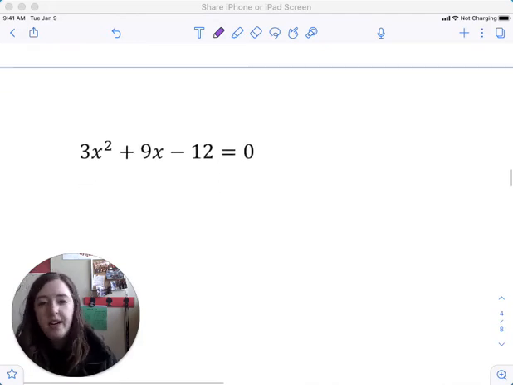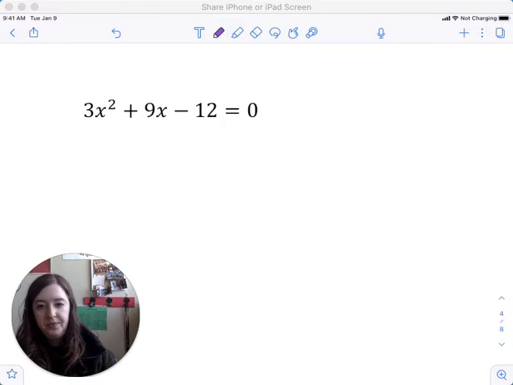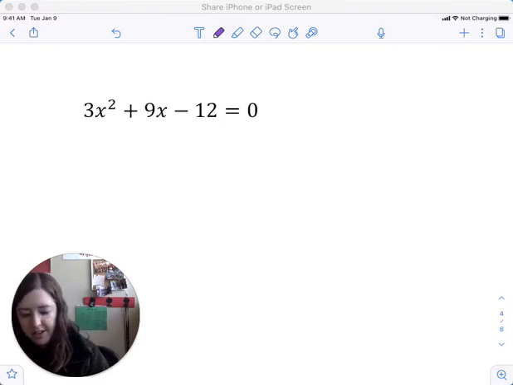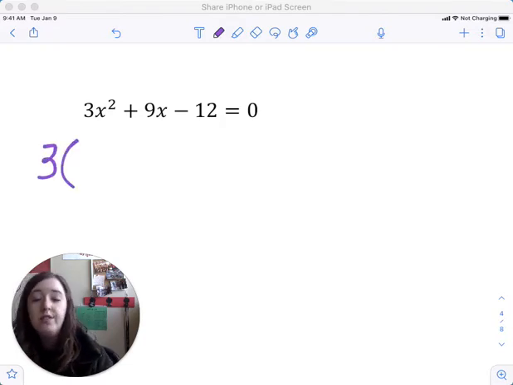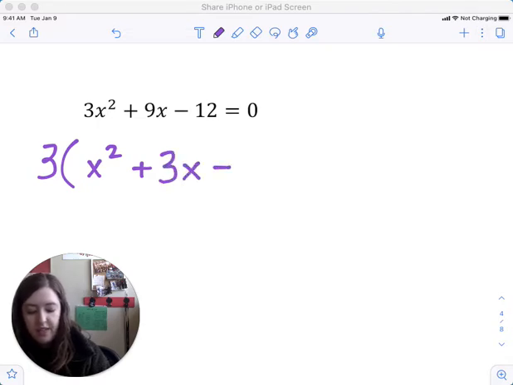Do we have a greatest common factor with 3x squared plus 9x minus 12? Yeah, the greatest common factor there is going to be 3. So we'll divide each of those terms by 3 to find out what goes inside. 3x squared divided by 3 is x squared, plus 9x divided by 3 is 3x, minus 12 divided by 3 is 4.